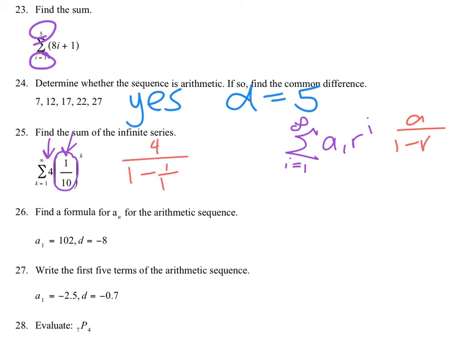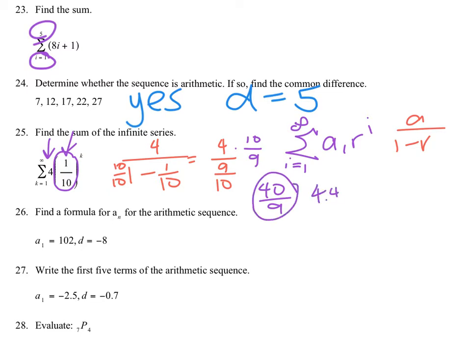1 minus 1/10, this becomes 10/10. This becomes 4 over 9/10, and then keep change flip. And you get 40 over 9. I think this is actually in decimal format. I can't remember. Maybe not. It'll either be written like that or it's 4.4 repeated. Yeah, no, it stays exact.